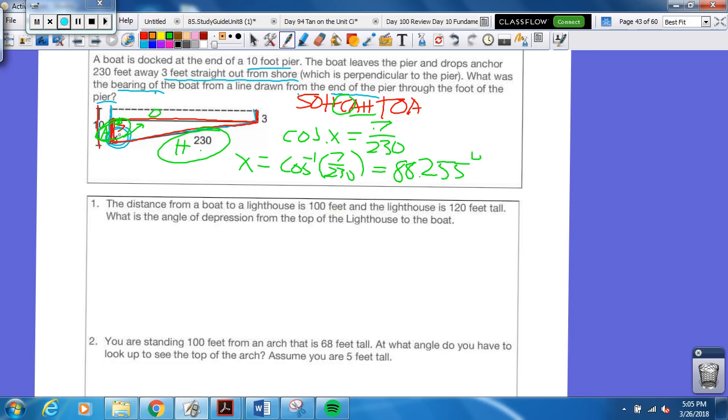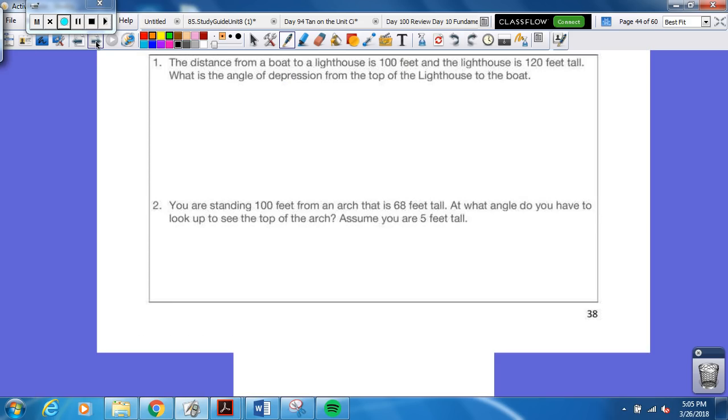88.255 about degrees. There you go. And I can put those squiggly marks, that means about. Okay? Let's keep going. A few more. Try it out. Number 1. Just keep practicing. You'll be good at it, okay?